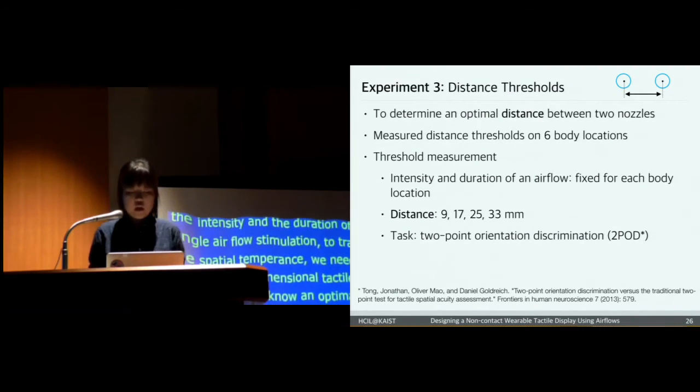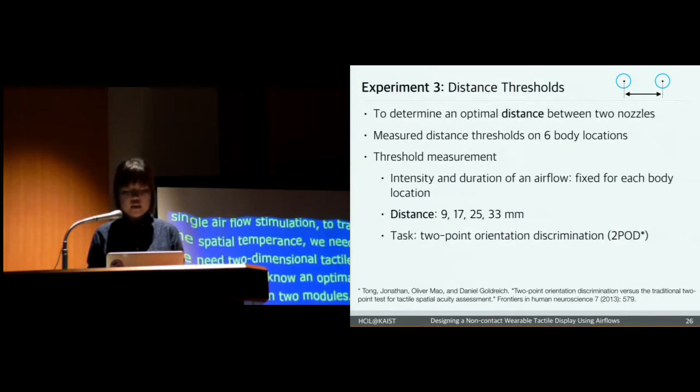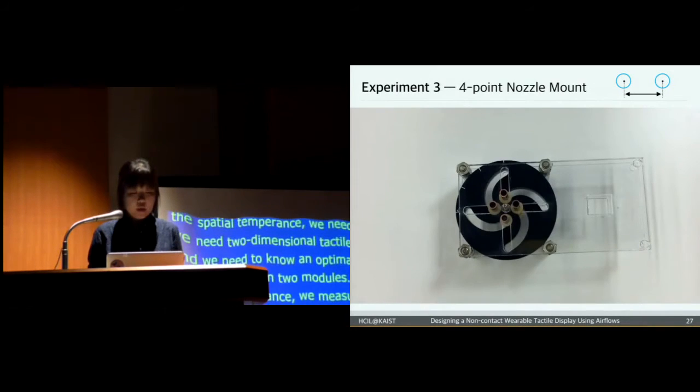We conducted a 2-point orientation discrimination test with preset distances. To maintain 4 different distances through experiments, we designed a 4-point nozzle mount. The distance between 2 nozzles changes proportionally to the rotating angle.